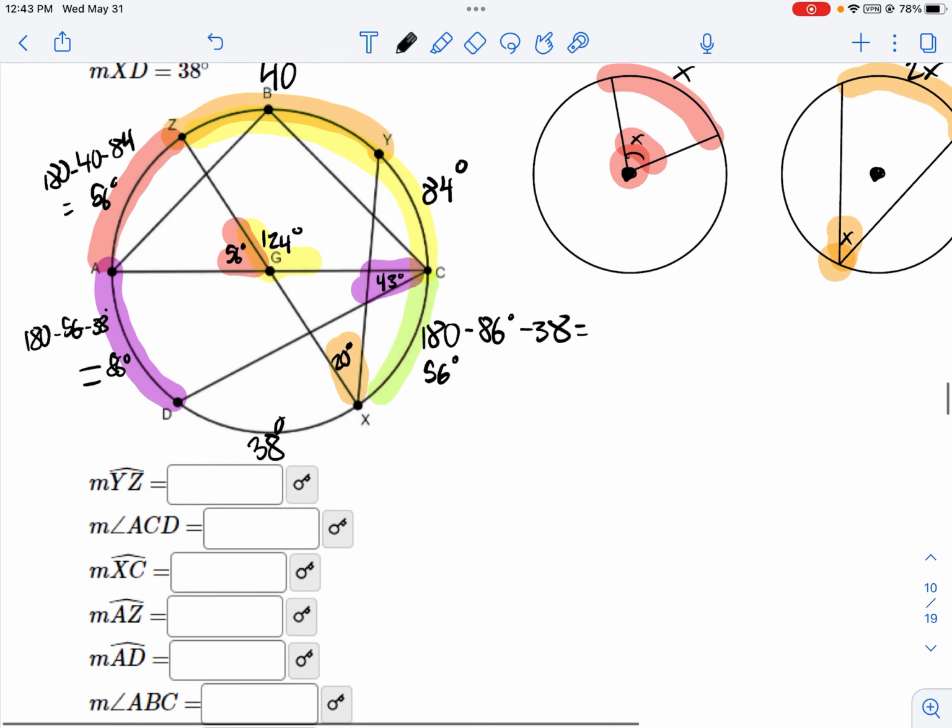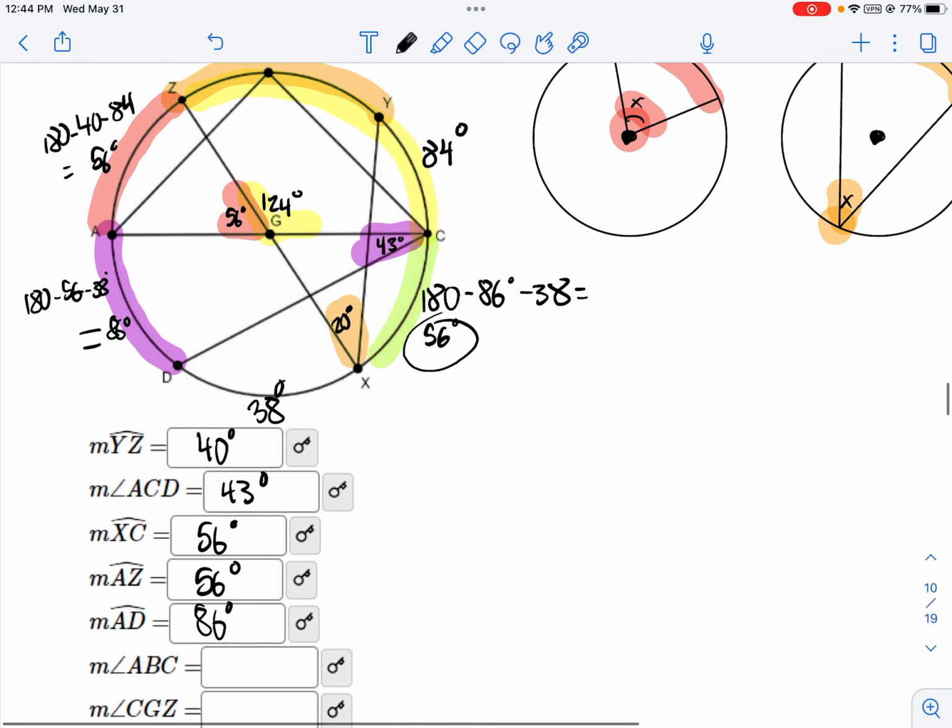That's all the information. So if we want to find the arc from Y to Z, right, that's going to be what we already found. That's our arc in orange, 40 degrees. If we want to find the measure of angle ACD, we start at A, go to C, D, that's our little purple angle there, 43 degrees. The measure of arc XC is going to be our green arc, 56. A to Z is going to be our red arc, also 56. And then A to D is going to be purple arc, which is 86.